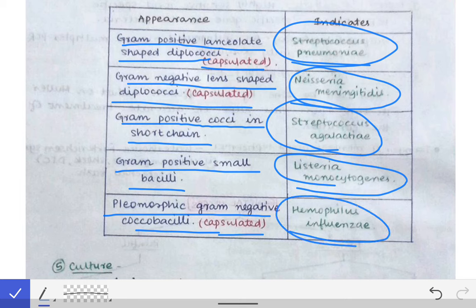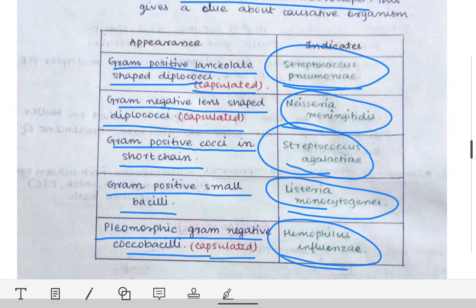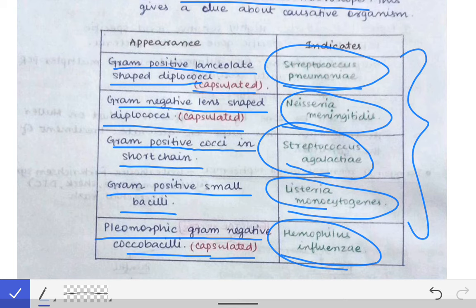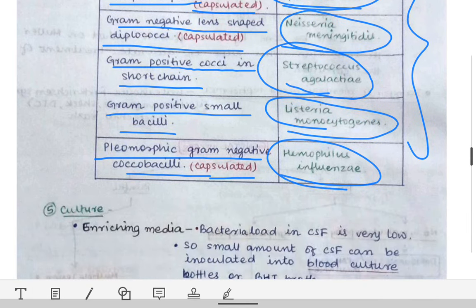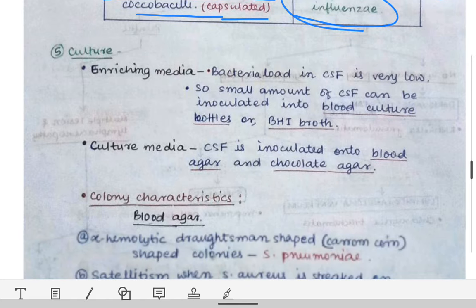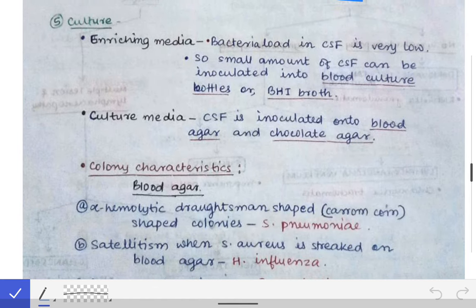So this is the clue that we get by gram staining. That's why we do the gram staining with the CSF. After gram staining, we can do culture.